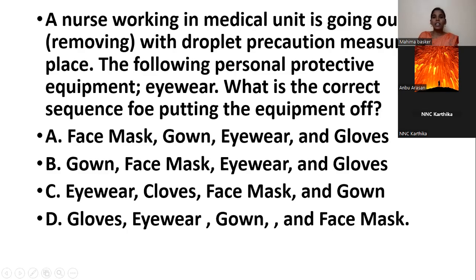Okay, here the next question. A nurse working in the medical unit is going out, that means going to remove with the droplet precaution measure in place. The following personal protective equipment, eyewear. What is the correct sequence for putting the equipment off? What is meant by putting the equipment off? That means removing. From the COVID time, we know donning and doffing. What is donning? It is wearing the PPE, personal protective equipment. What is doffing? It is just removing the PPE.